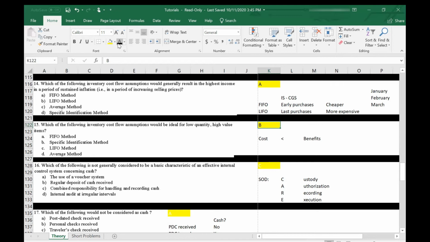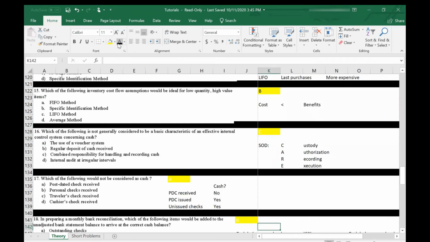Why? Because under the specific identification method, from the name itself, you'll be able to specifically identify the goods that are sold and the goods that are left unsold. So there is higher accountability, you can account for your inventory better. Which is why if it's low quantity, high value items, with very material amounts tied to your inventory, it would be more advisable to apply the specific identification method.